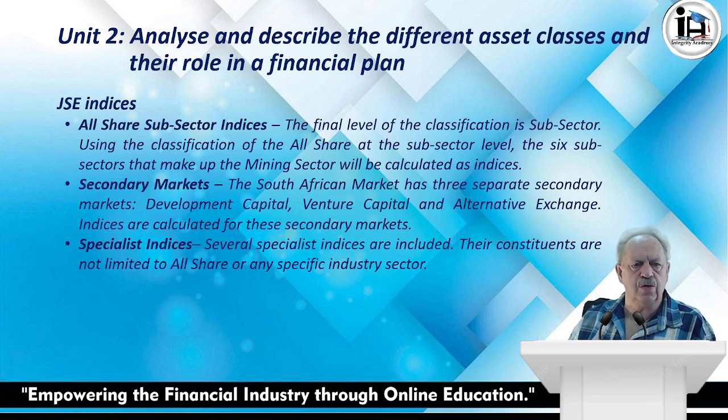Then you get the all-share sub-sector indices. The final level of classification is subsector. Using the classification of the all-share at the subsector level, the 6 sectors that make up the mining sector will be calculated as indices. Then you get your secondary markets.